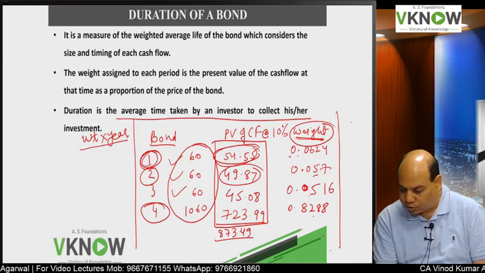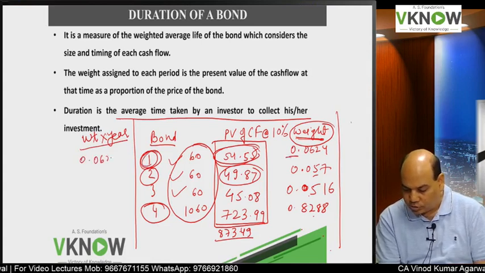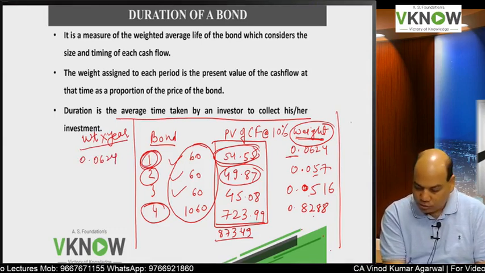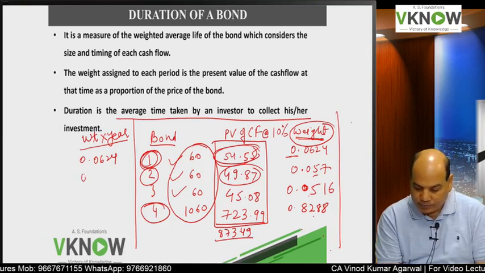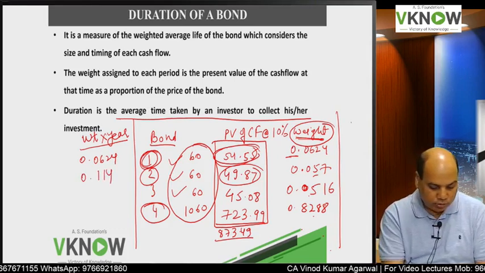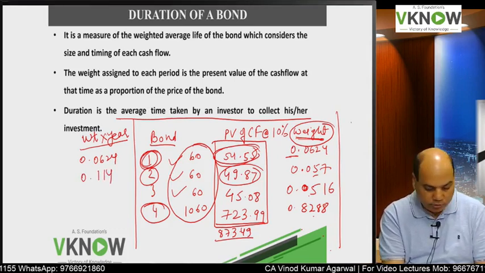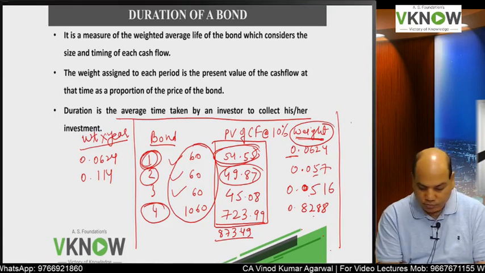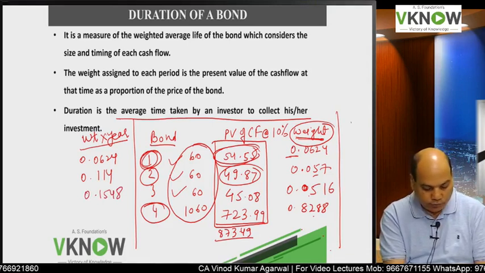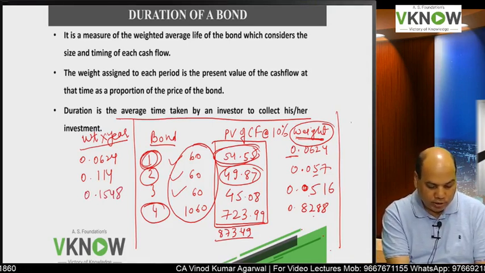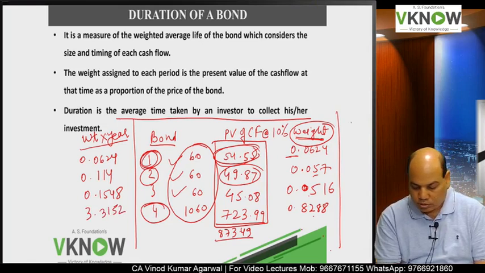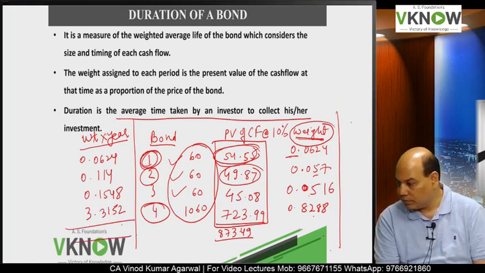So 1 into this weight 0.0624, 2 into 0.057, please tell me what is the answer, 0.114, then 3 into 0.0516 equal to 0.1548, and the last one 4 into 0.8288 equal to 3.3152. Anybody wants to give me the total here?